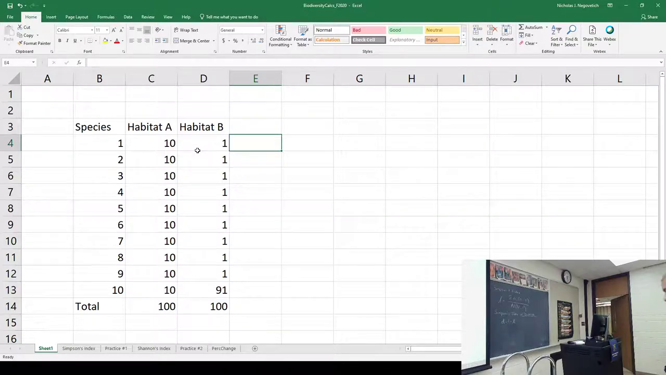All right, so diversity and dominance are inversely related. High dominance, low diversity. Low dominance, high diversity. All right, and I put those boxes on the lab handout so you can kind of keep them straight.